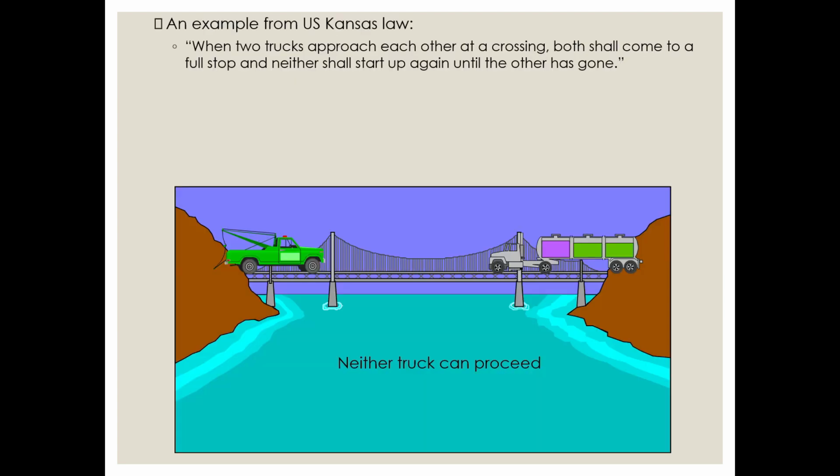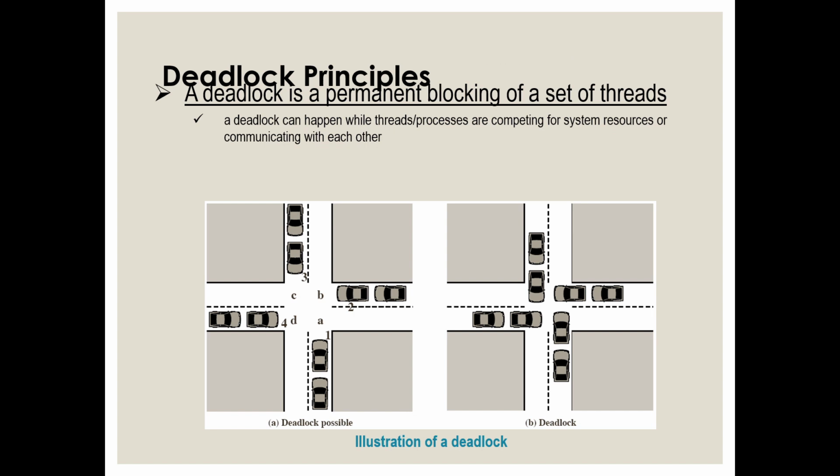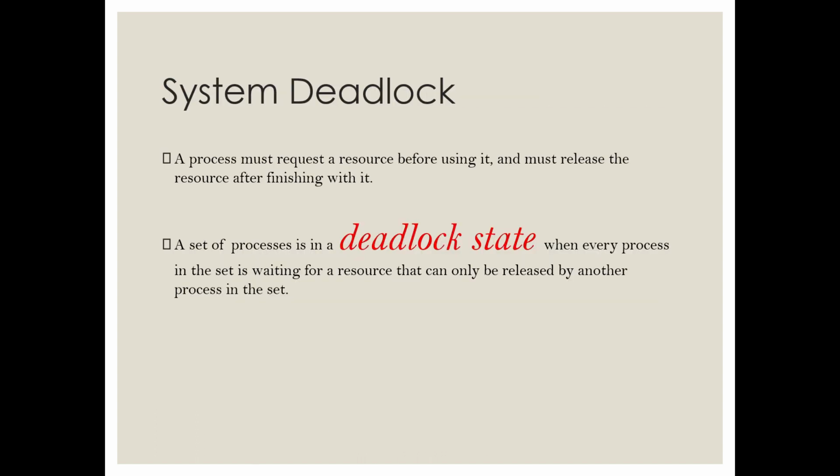So this is an example for the Linux kernel's law. While both trucks are crossing the bridge, either one truck has to go from the right side or the left side. So this means a deadlock appears in this event. A deadlock is possible in image A, and image B is deadlocked. The image has clearly shown this.